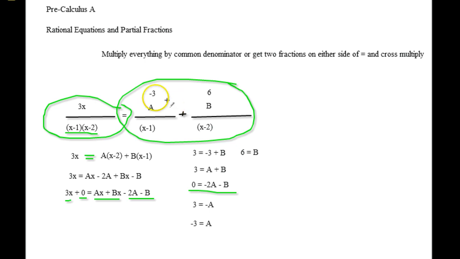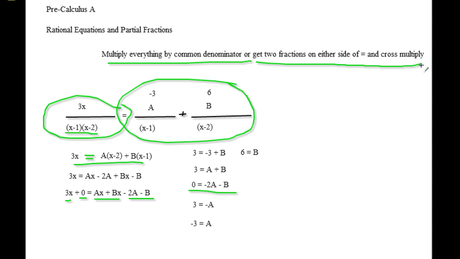Now what I've also demonstrated here is multiplying everything by the common denominator. I love this method because it just makes your job easier. You don't have to deal with fractions. Please try this. You can also just simplify and get two fractions and work your way down, and it's pretty much the same way, but I think just multiplying everything by the common denominator works better.